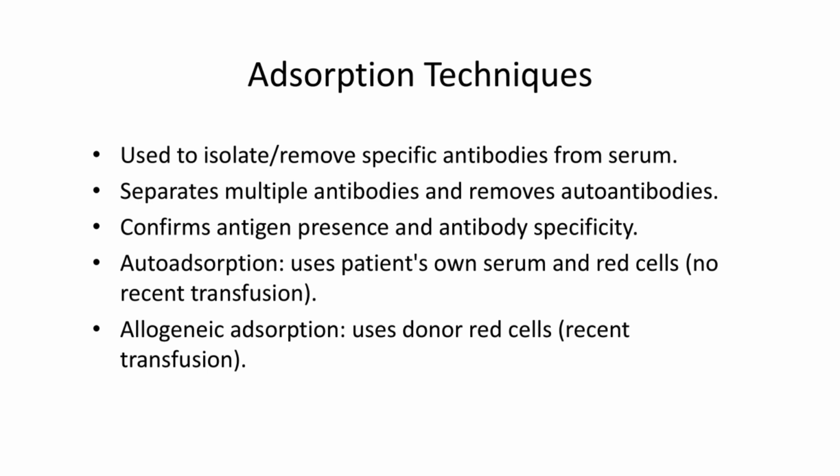Autoadsorption, which uses the patient's own serum and red cells, is suitable for patients who have not been transfused within the past 3 months. Allogeneic adsorption, which uses the patient's serum and red cells from another individual, is appropriate for patients who have been recently transfused, meaning within the past 3 months.